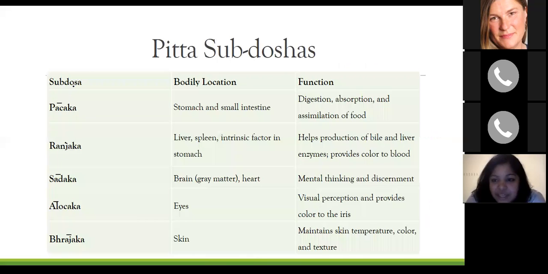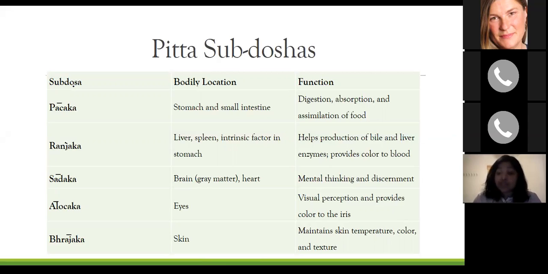So in looking at that, now we know that there are 5 subdoshas of Pitta. The 5 subdoshas of Pitta are Pachaka Pitta, Ranjaka Pitta, Sadhaka Pitta, Alochaka Pitta, and Bhrajaka Pitta. Okay? And remember, one of the major functions or the most important quality of Pitta is the fact that it is responsible for metabolism and transformation.